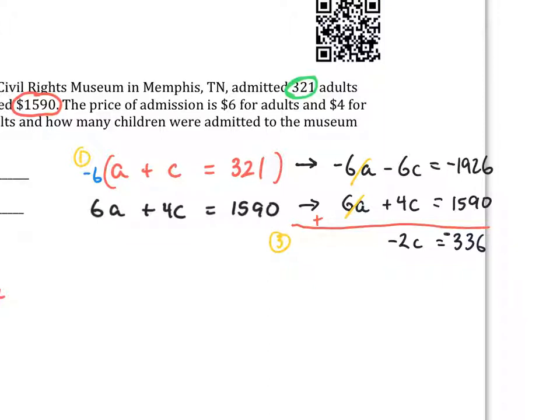to negative 336, don't forget the negative, and C tells me how many children I have. That came out to 168 kids. Now I'm going to take that, and it's easiest just to put it back into the top equation there. So A plus 168 is equal to 321. So the number of adults that came is going to be 153. And now just run through a quick check.